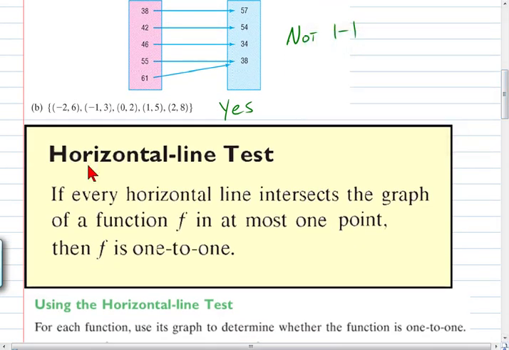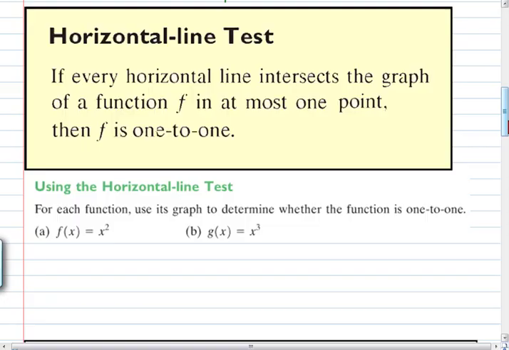So here's the horizontal line test. If every horizontal line intersects the graph of a function in at most 1 point, then we say the function is one-to-one. So let's use the horizontal line test to determine whether or not this function is one-to-one. Think about the graph of a quadratic function. If you can't think about it, let's draw it. Would this be a one-to-one function? No, it would not, because it would fail the horizontal line test.